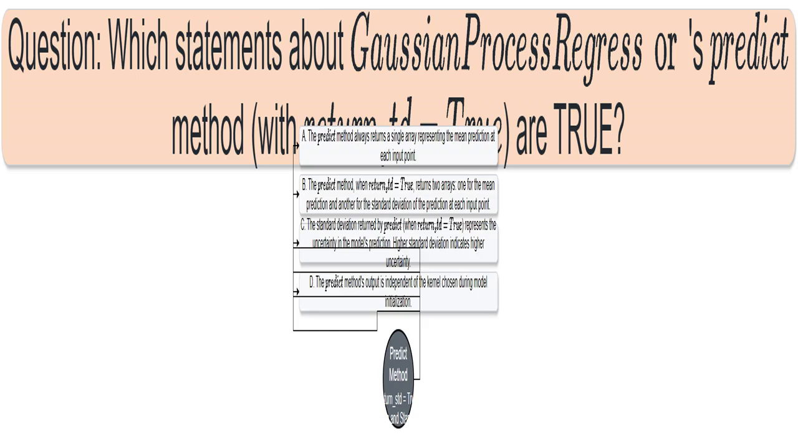The core question asks us to determine which statements are correct regarding the predict method of the GaussianProcessRegressor, GPR, a powerful tool for regression problems using Gaussian processes. I'll carefully examine each statement to identify the true ones.